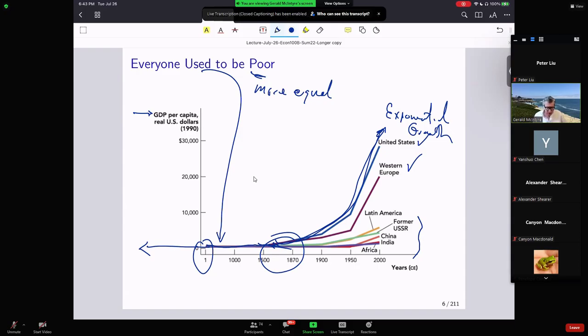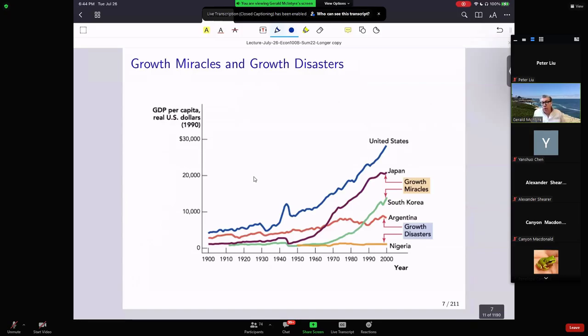Everybody was equal back then. We're all starving, okay? And then there was a separation, and there is a great deal of income inequality, because some countries got rich and other countries are laggards, are not getting rich, not yet. But they're moving, okay? And that's encouraging. There are growth miracles, but also growth disasters.